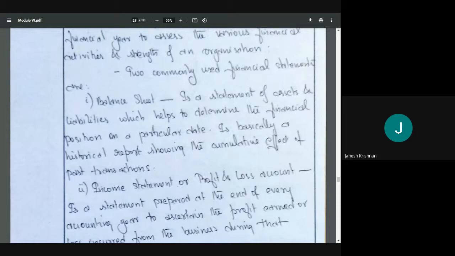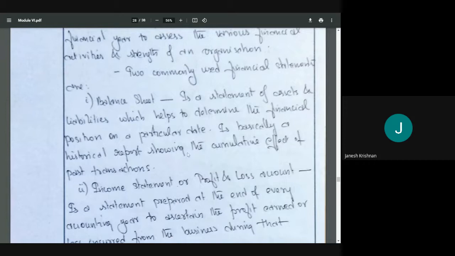It is basically a historical report showing the cumulative effect of past transactions. My assets are increasing, or my liabilities are increasing or decreasing, based on what I have done in the past. I bought a land, so my asset increased. I bought a land taking a loan, but I was mistaken. The land is not that worthy, so my liability has increased. So it depends upon what I have done in the past. It's basically a cumulative report on the past actions. That is the first financial statement, the balance sheet.